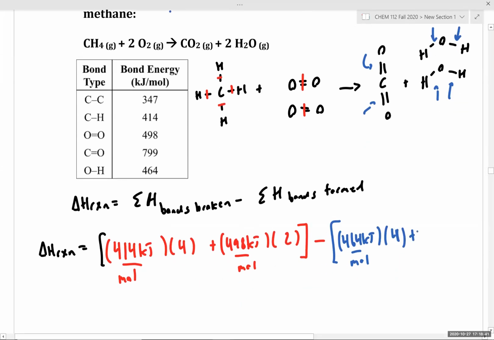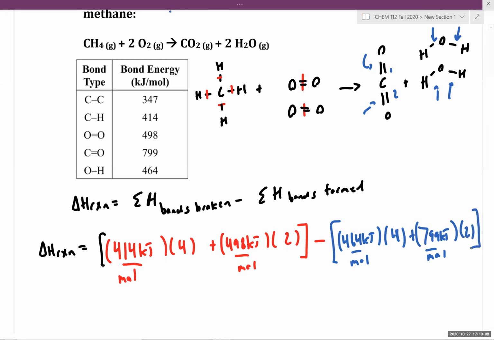Now, what other bonds are we forming? Yep, we're forming a carbon-oxygen double bond, which has an enthalpy of 799 kilojoules per mole. This is the exact enthalpy of a carbon-oxygen bond in carbon dioxide, and as we notice, we are forming 2 of those carbon-oxygen bonds.